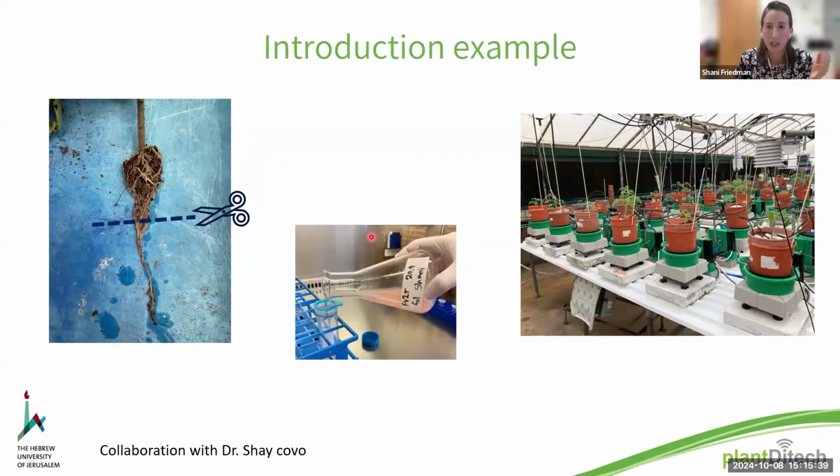All of our Fusarium work was done in collaboration with Dr. Shai Koba from the Department of Phytopathology. To inoculate our plants with Fusarium, we use a common protocol. 3-week-old seedlings were cut at the roots and submerged in a conidia suspension of a million conidia per 2 ml. Then they were planted in 4-liter pots on the PlantArray system.